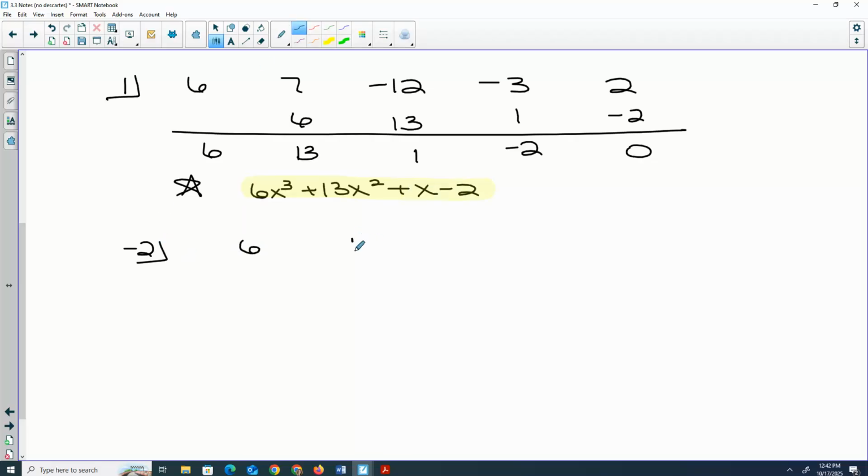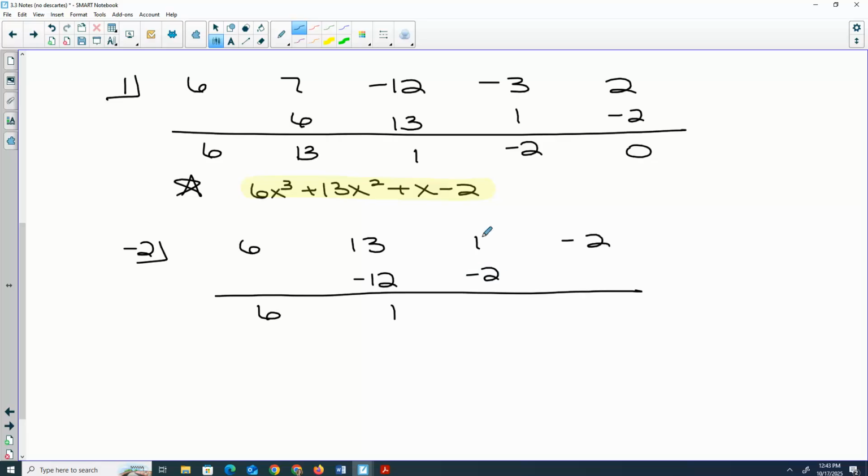So I have my 6, 13, 1, and -2. 6 times -2 is -12. Plus 13 is 1. 1 times -2 is -2. Plus 1 is -1. Times -2 is 2. Adds 0. Now we have 6x squared plus x minus 1.